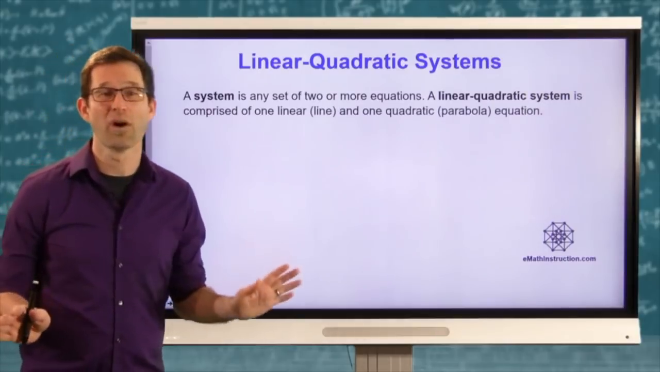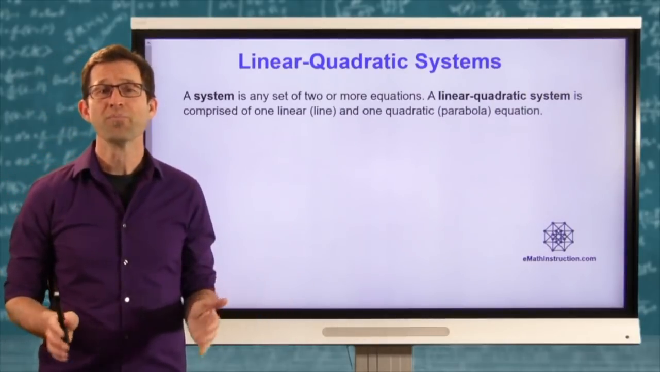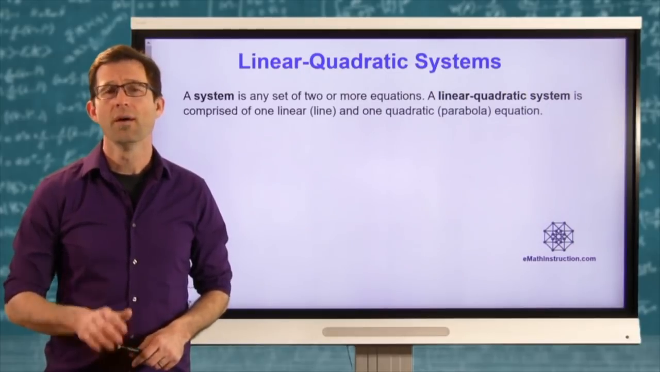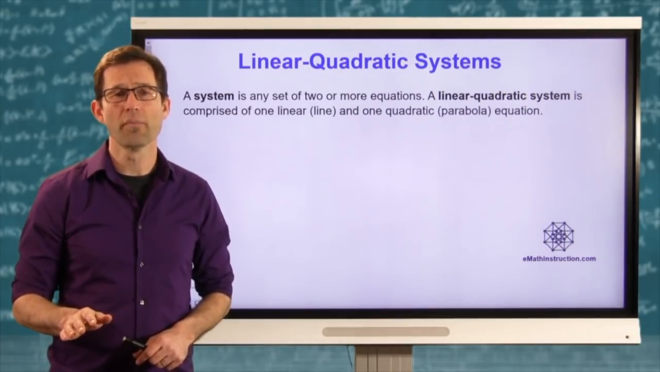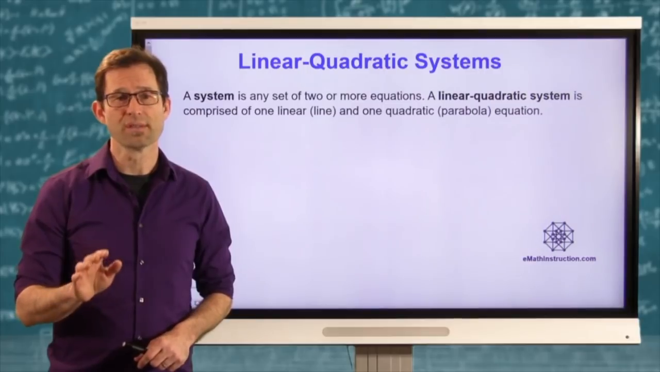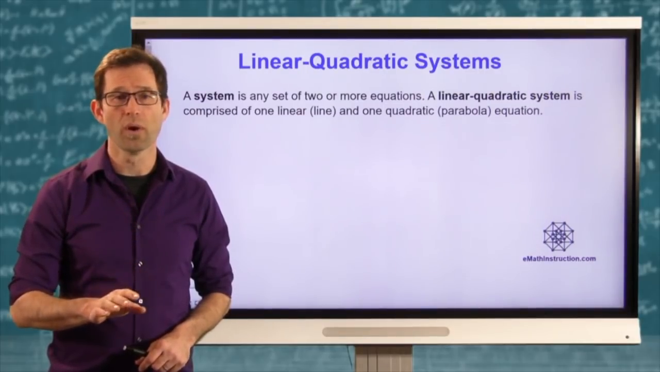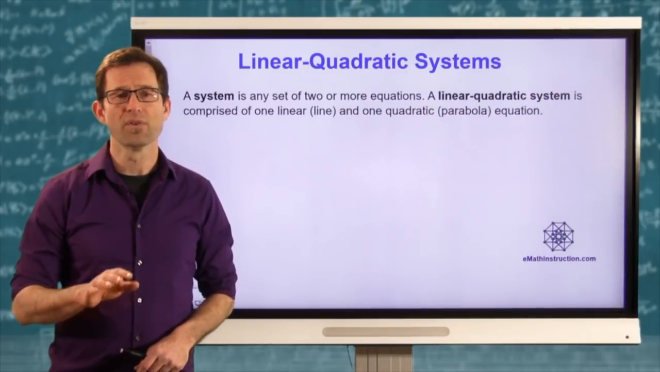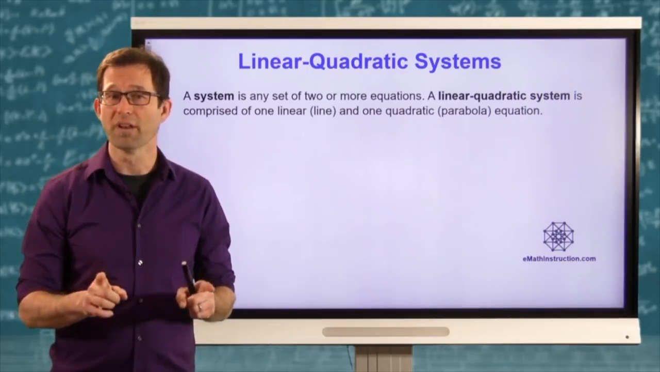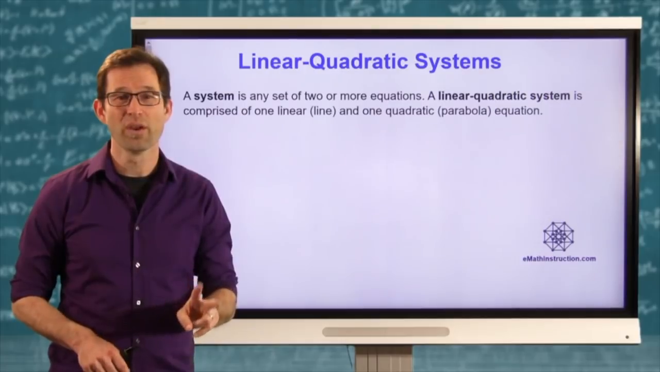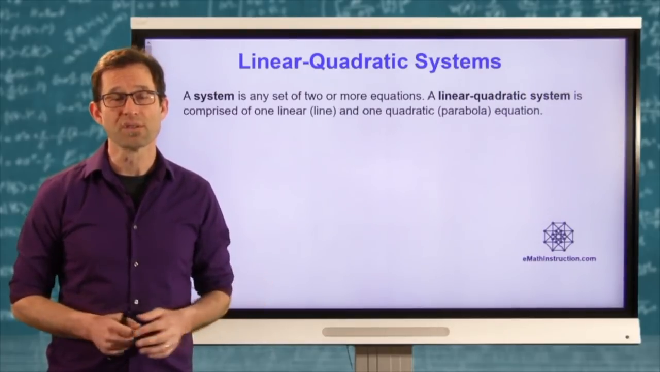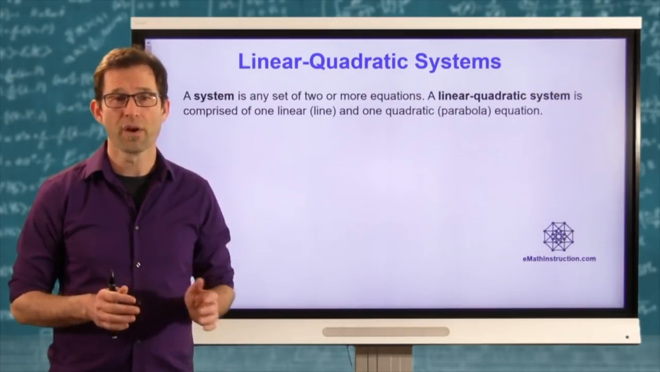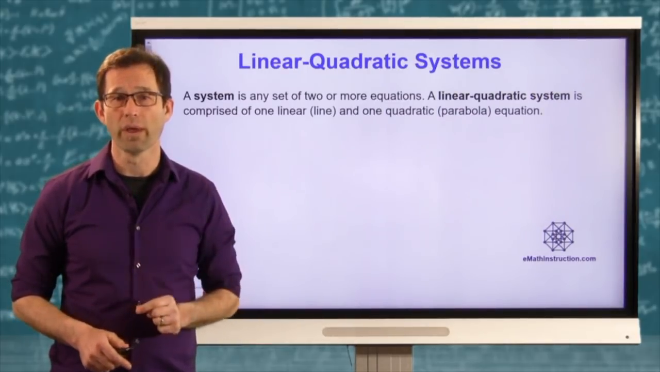All right, linear quadratic system. So first, let me just review. A system is any set of two or more equations. But really, for people in high school math, almost universally a system is just two equations with two unknowns, x and y, a and b, whatever. Sometimes you might have to do three equations with three unknowns, but not in Algebra 1. Two equations, two unknowns. Solving a system just means finding all the pairs of variables that make both equations true.